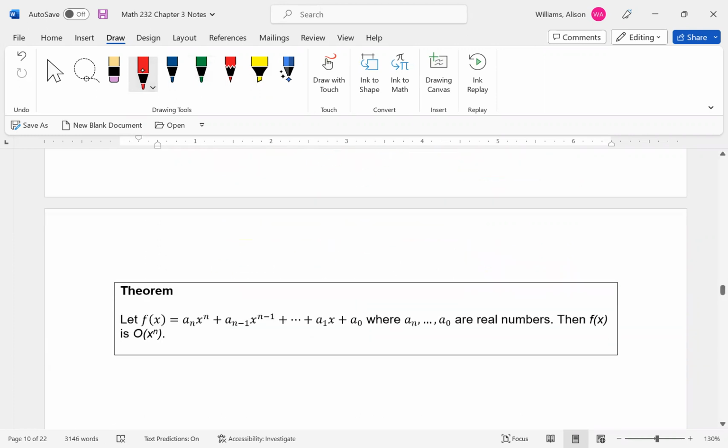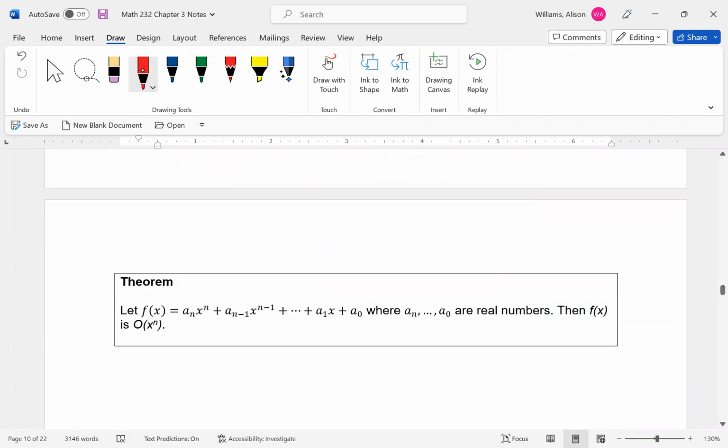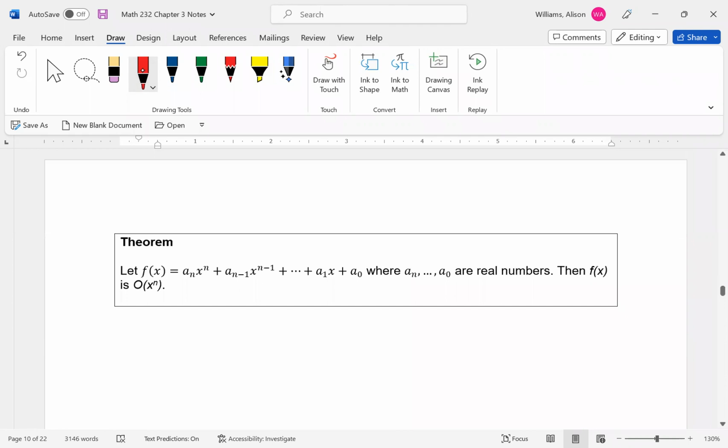All right. So we do have the ability to look at a generalization of polynomials. So I want to establish right here that this is a polynomial.